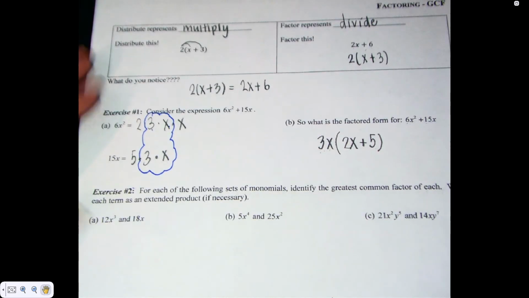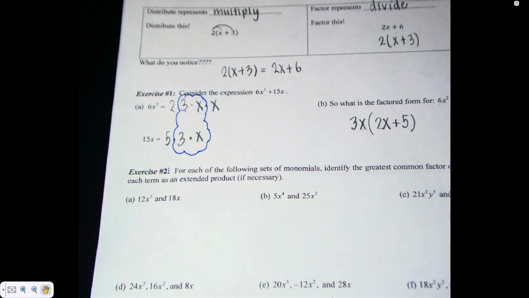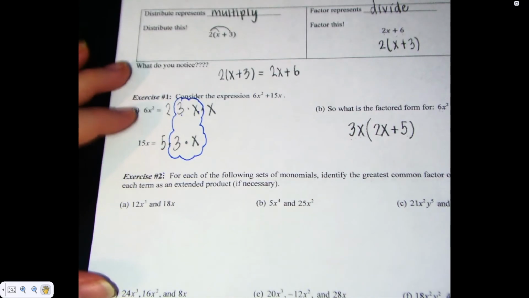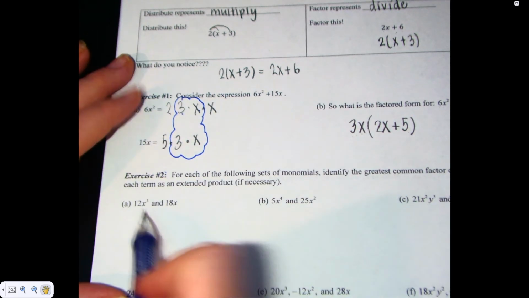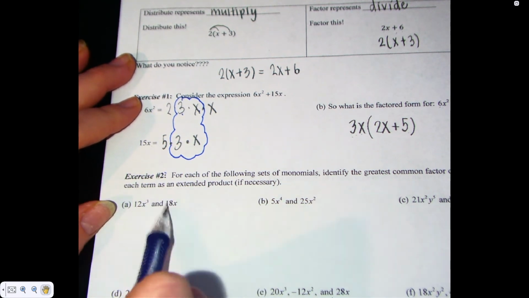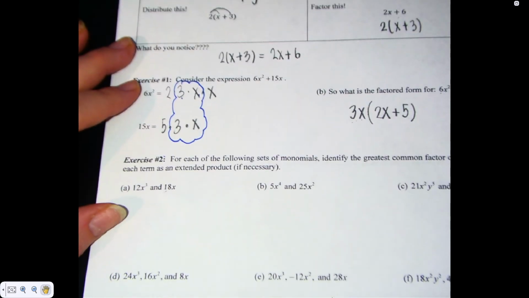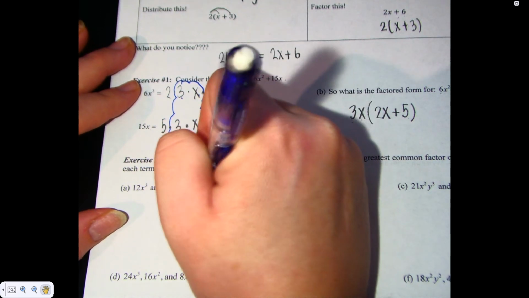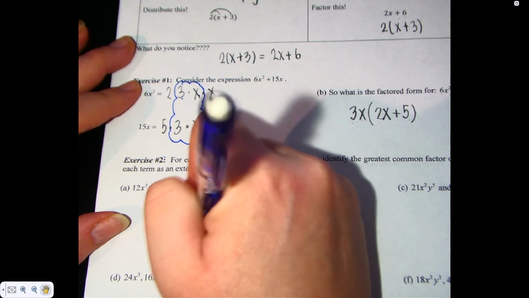Okay? All right, so for each of the following sets of monomials, identify the greatest common factor of each. Okay, well, we can do that. So what we're looking for here, my advice to you is to always try the smallest number, okay? So start with the smallest number and say, does 12 go into 12, obviously. Does 12 go into 18 nice and even? No, it does not. Okay, so let's think of factors of 12. So I'd have 1 and 12, 2 and 6, 3 and 4.